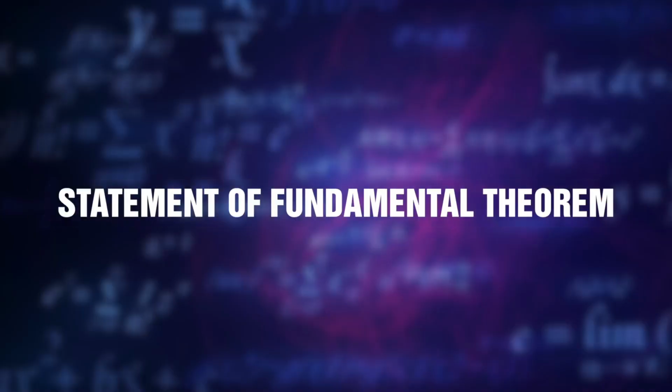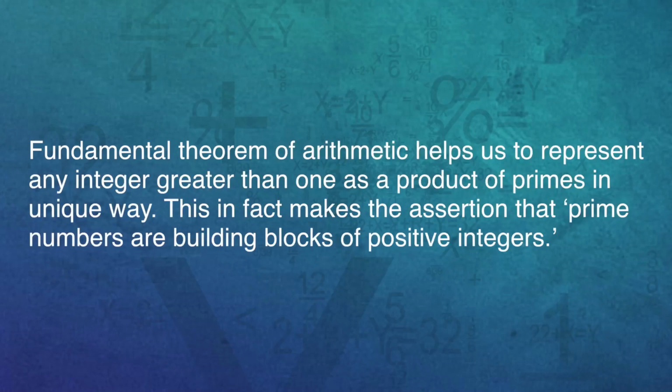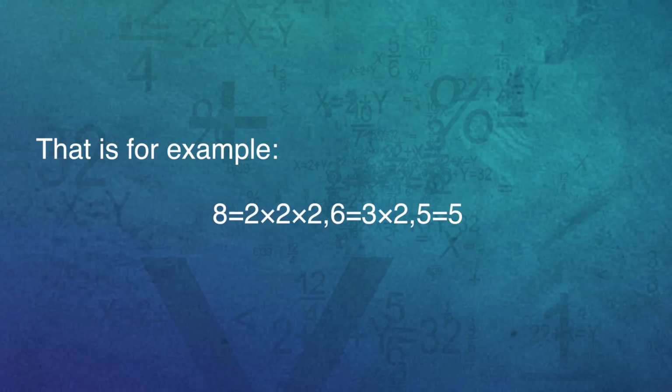The statement of the fundamental theorem, that is what we are going to see now. The Fundamental Theorem of Arithmetic helps us to represent any integer greater than 1 as a product of primes in a unique way. This in fact makes the assertion that prime numbers are the building blocks of positive integers. For example, 8 can be written as 2 multiplied by 2 multiplied by 2, that is a product of prime numbers, and 6 can be written as 3 multiplied by 2. 5 is equal to 5 because 5 itself is a prime number.